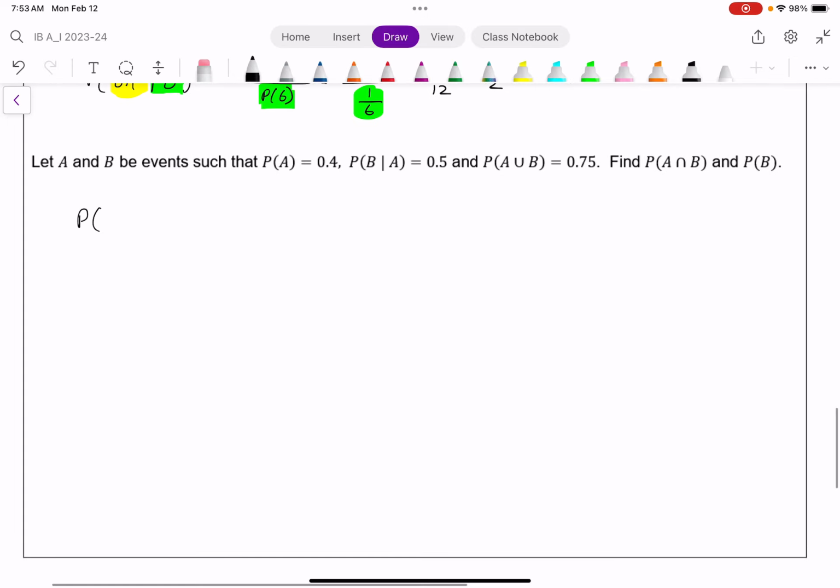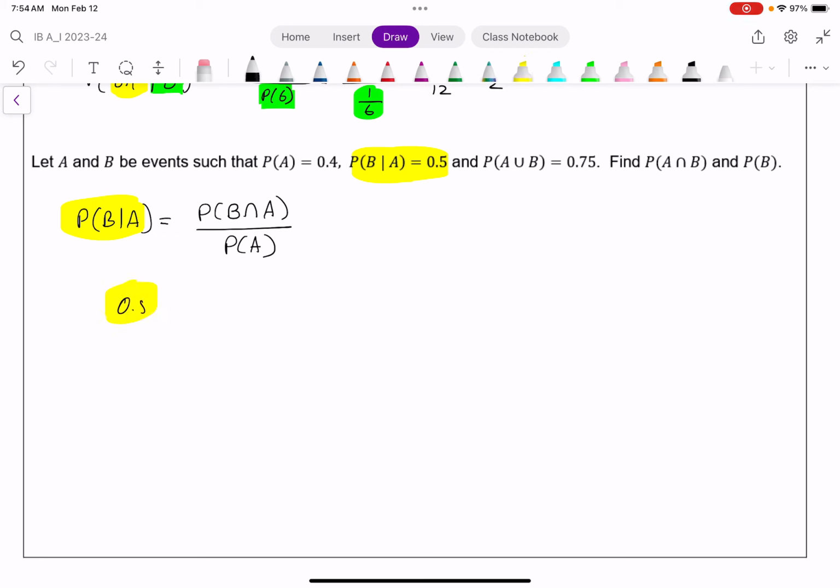So we know the probability of B given A is always going to be the same as the probability of B intersecting with A divided by the probability of just A. That's just using our conditional probability formula. Well, we know a bunch of this. I know the probability of B given A is 0.5, and I know the probability of A is 0.4. As well, the probability of B intersecting with A is the exact same as the probability of A intersecting with B. The order of these doesn't matter, which is what I'm trying to figure out right here.